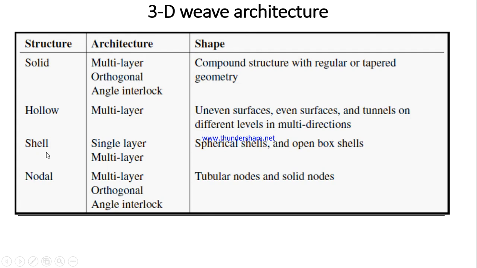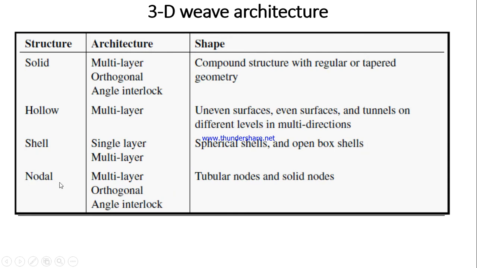Then the cell structure, a cell-like structure, that means a spherical structure, either a single-layer or multi-layer cell structure. 3D woven fabric will be there. There are spherical cells and open box cells. Okay, either a sphere-like or hemisphere-like open box cell.